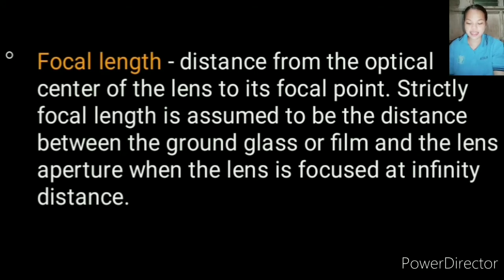Focal length, distance from the optical center of the lens to its focal point. Strictly, focal length is assumed to be the distance between the ground glass or film and the lens aperture when the lens is focused at infinity distance. So, the focal length of a lens is an optical property of the lens. It measures the distance in millimeters between the optical center of the lens and the camera sensor or film plane. It can also change the perspective and scale of your image.